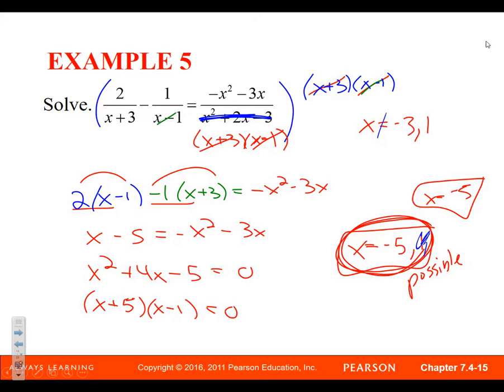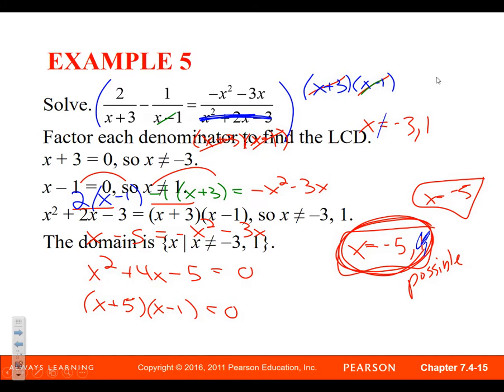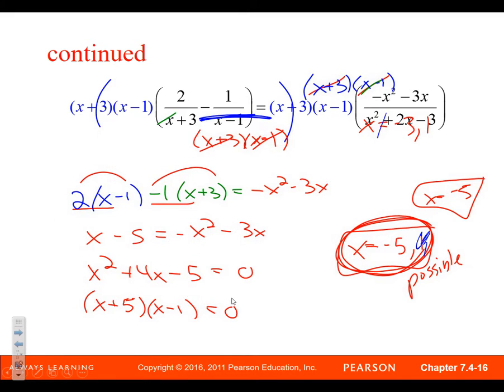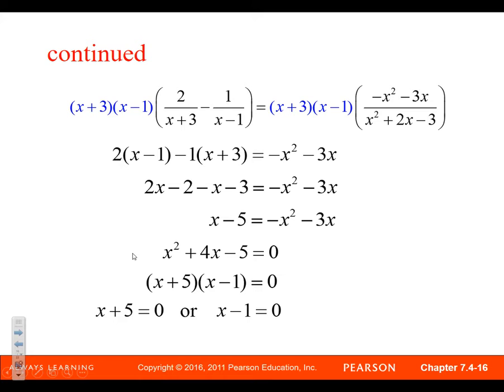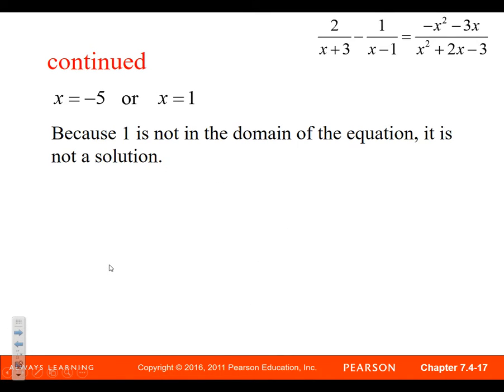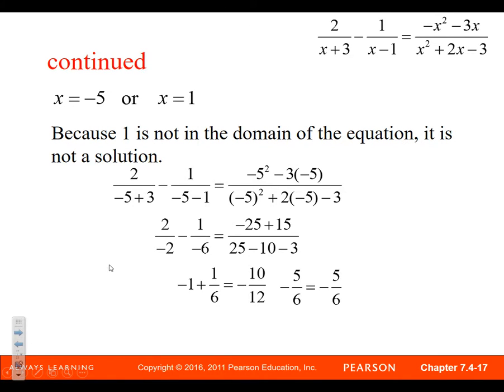Are we good here? Any questions? You're good? All right, cool. Moving on. So, there's what we're saying. Possible solutions are 5 or negative 1. Because 1 is not in the domain, then it's not a solution. So you check the 5. And we're good to go.